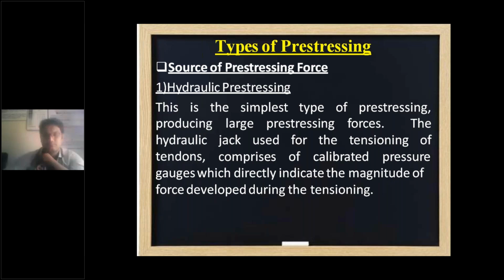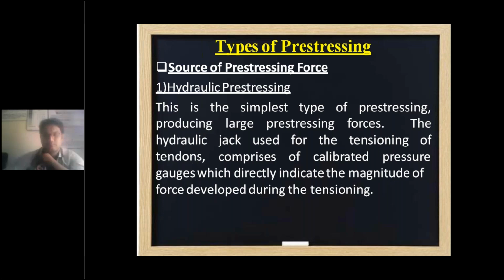The hydraulic jack is used for the tensioning of tendons or tensioning of a wire, because I already told you, winding all wires together is called a strand. A bunch of strands we call a tendon, and a group of tendons we call a cable. So the jack used for the tensioning of tendons comprises calibrated pressure gauges, which directly indicate the magnitude of the force developed during the tension. Here you may ask me, sir, how much force do they apply to pull the strands? That force will be designed in pre-stressing.